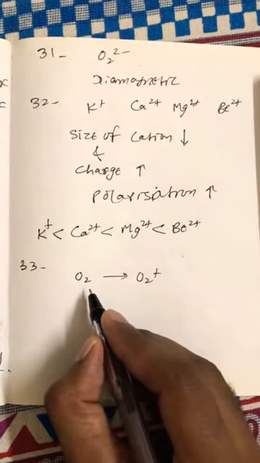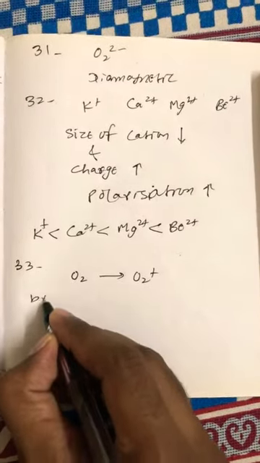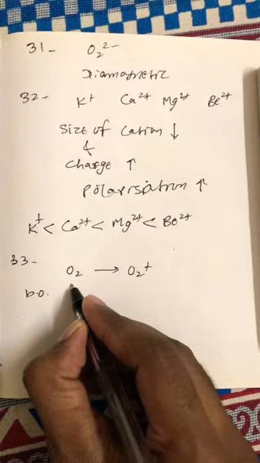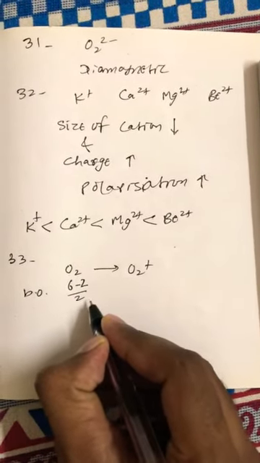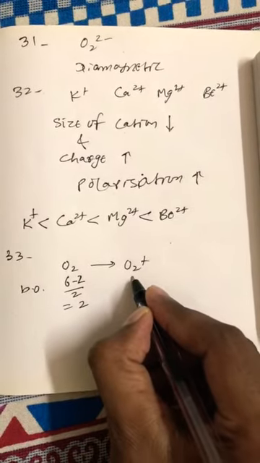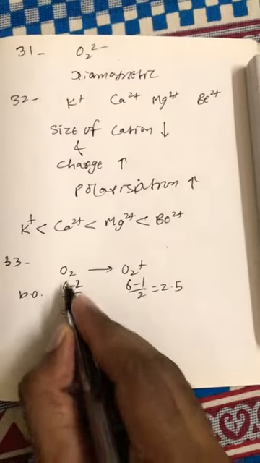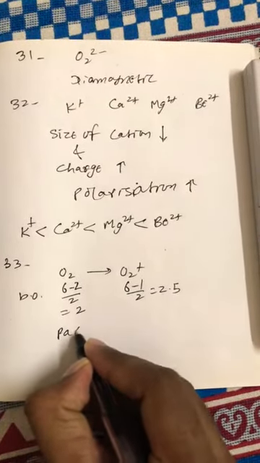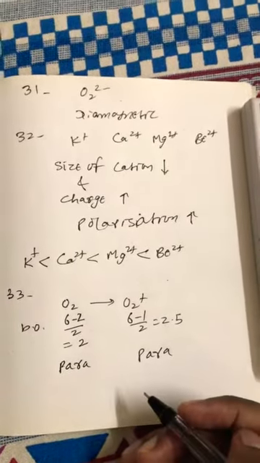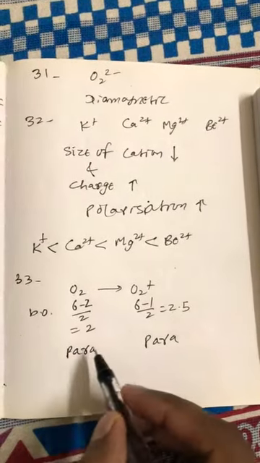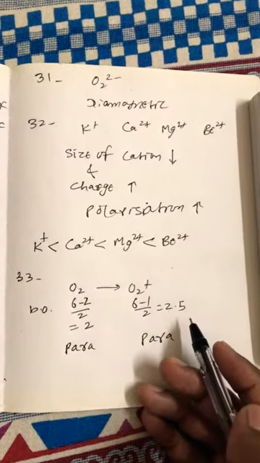Question number 33. When we go from O2 to O2+, then bond order increases. Here bond order is 6 minus 2 by 2, that is 2. Here bond order is 6 minus 1 by 2, that is 2.5. So bond order increases, but O2 is paramagnetic and O2+ is also paramagnetic. Means magnetic character remains the same when we go from O2 to O2+.